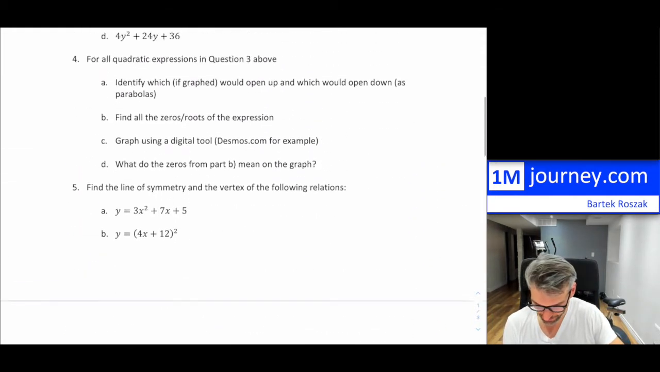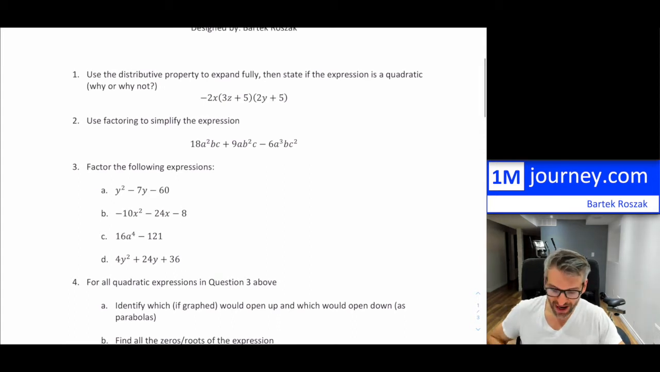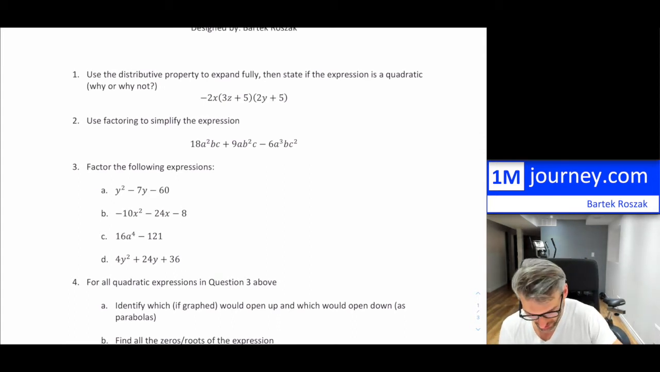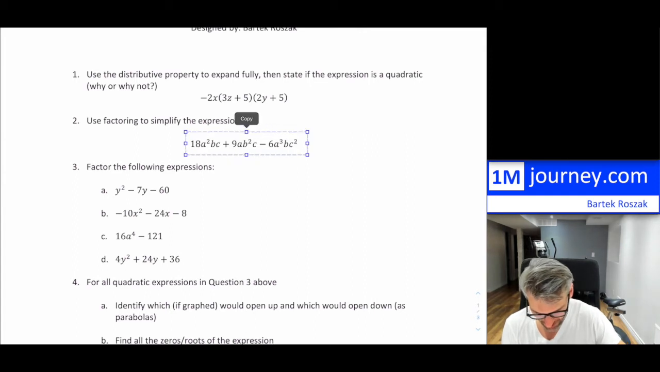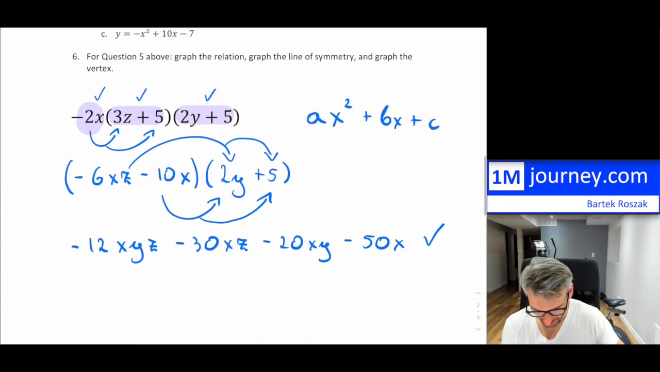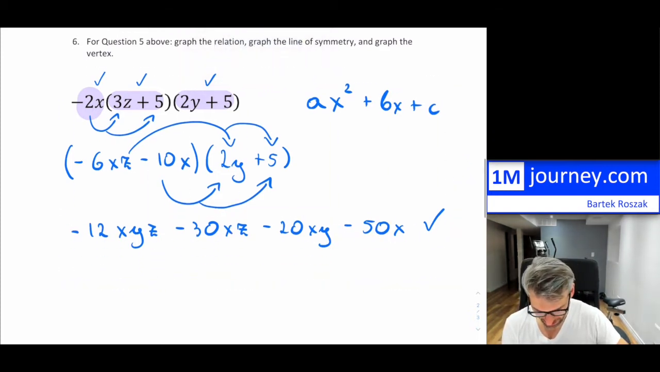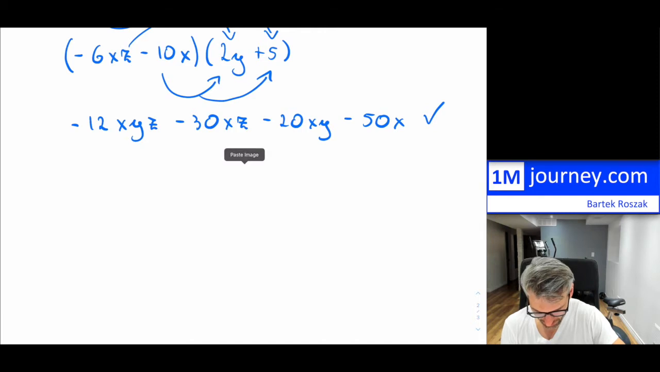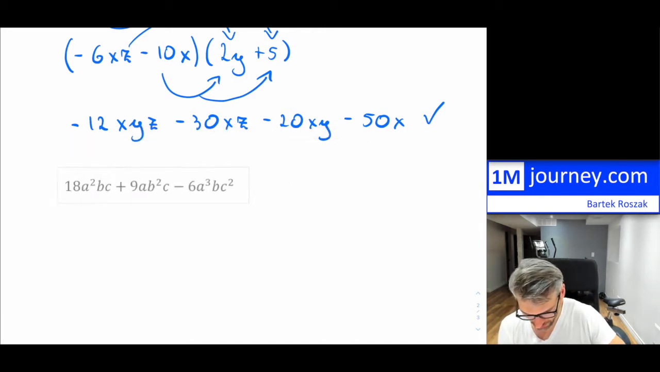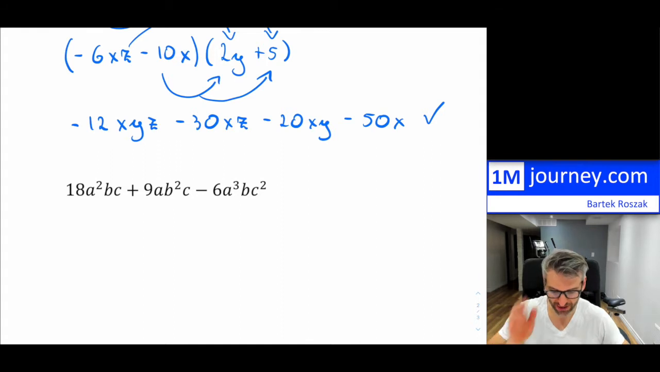Now let's go up. Question number 2: use factoring to simplify the expression. We basically are going to factor out this entire thing. This is number 2, and we're going to try to factor this whole thing out. First, the coefficients: the 18, 9, and 6. I can see that I can factor a 3 out of all of them.